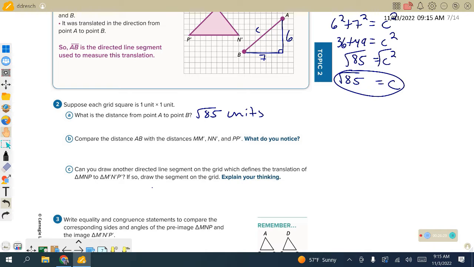Okay? Now, I'm not going to do it because it's a waste of our time, but what do you think is going to be true about the distance AB compared to MM prime, NN prime, and PP prime? It's going to be congruent. It's going to be the same. They are all the same distances. So if you went through and did that one more time for those three sides, you're going to find they all move the same distance.